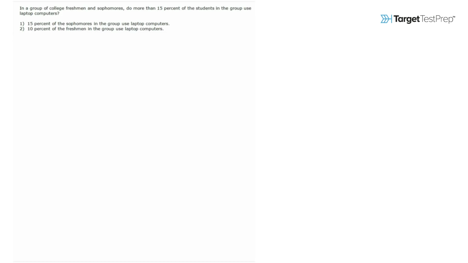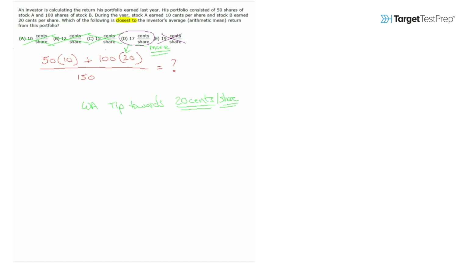So let's go back to every question we did at this point. In this question here, the boundaries of the weighted average is that the weighted average is going to be somewhere between 10 cents a share, and I'll highlight these, 10 cents a share and 20 cents a share. It has to be, because that is the statistics that we're going on. We have 50 shares of something at 10, 100 shares of something at 20. It would be impossible for the weighted average to be like 30 cents a share, because that's well above the maximum per share value of 20 here.